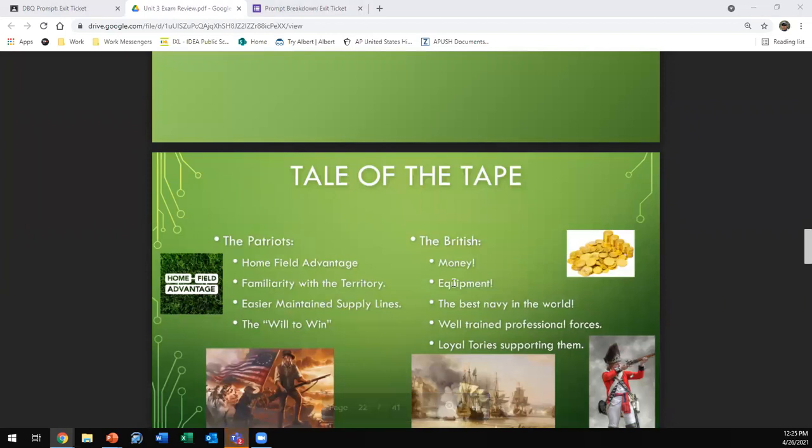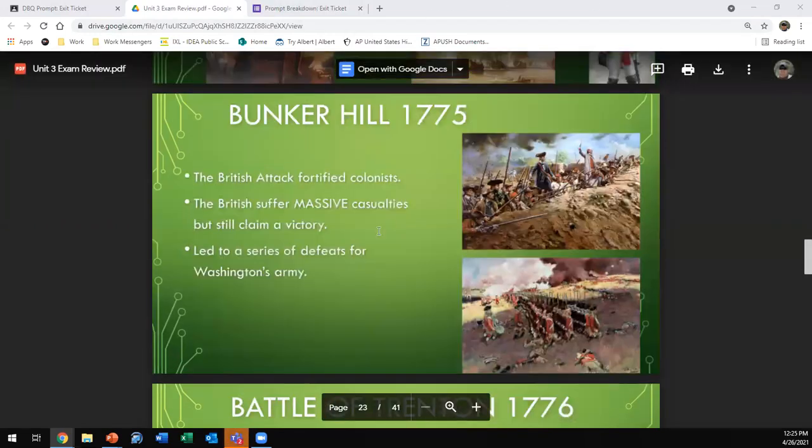We're almost done. I know we're running out of time. Tale of the tape, really quick. British have all the money, all the gear, all the training. Loyalists supporting them in the colonies and the best navy in the world. The Patriots have home field advantage. They know the territory. They don't have to worry about supply line maintainment. And they have the will to win, which is hard to quantify. But they have the will to win.